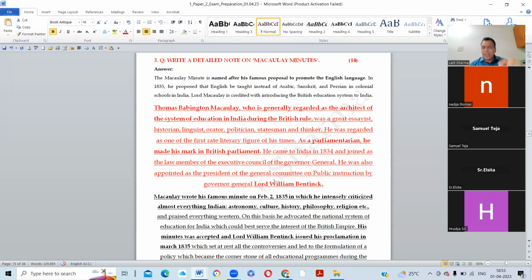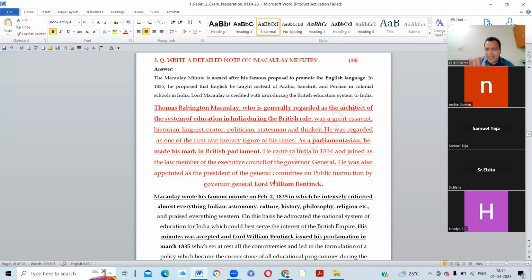So guys, this introduction is necessary, because if we are talking about Lord Macaulay, we are talking about the Macaulay minute. In one line, the Macaulay minute is about the introduction of the English language. He made his speech in the Parliament, so that has become the minute, and it was approved by Lord William Bentinck, who was a Governor General during the British time.